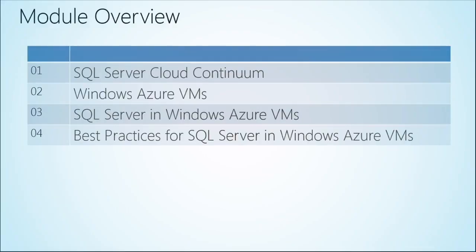So today we're going to be talking about 4 topics as part of the talk. First, we're going to introduce what we call the SQL Server Cloud Continuum. And that is basically the path between on-premise and the cloud, right? And the different iterations between them. Then we're going to talk about Windows Azure virtual machines. So we're going to look at what is the offering that we have for virtual machines. And then we're going to look specifically at SQL Server running in Windows Azure virtual machines. And finally, we have some best practices associated with that. So we'll talk about all those things.